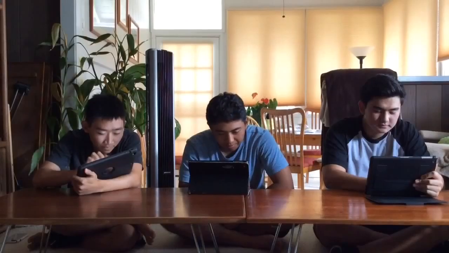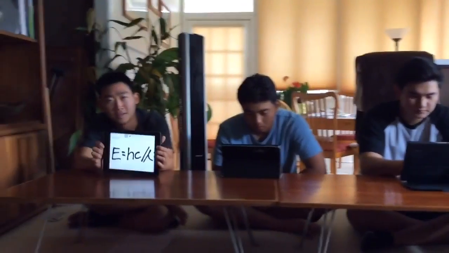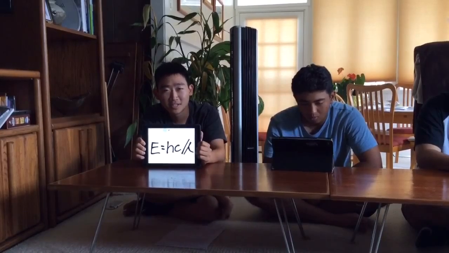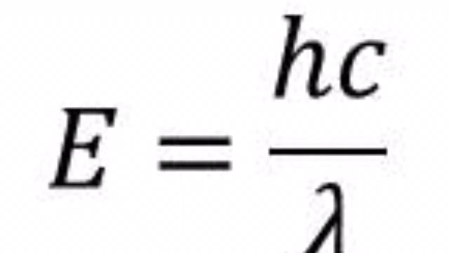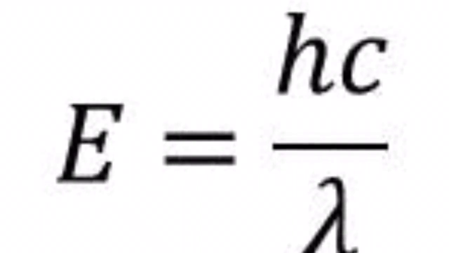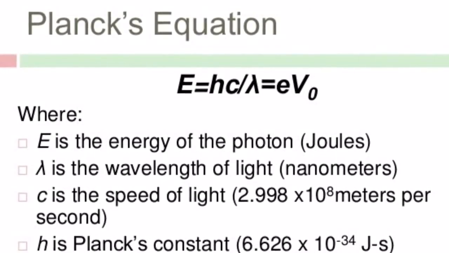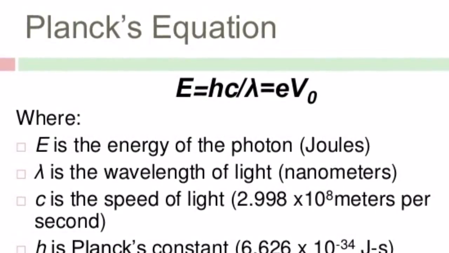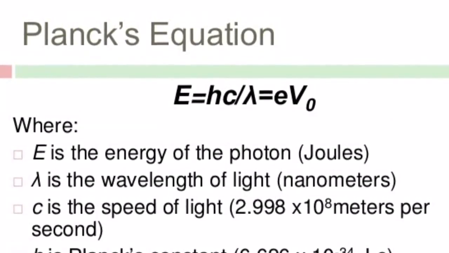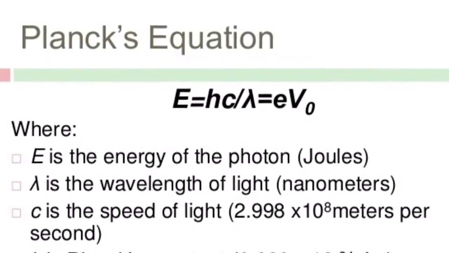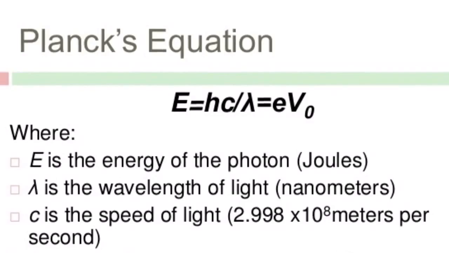Question 2. What is another equation of energy of a photon? The equation is E equals hc divided by lambda. That is also correct. Can you please explain why? In the equation, E equals hc divided by lambda, E equals the energy of photons, which are joules, h equals Planck's constant, which is 6.63 times 10 to the negative 34 joules per second, c is the speed of light, which is 3 times 10 to the 8th meters per second, and lambda is the wavelength of light.